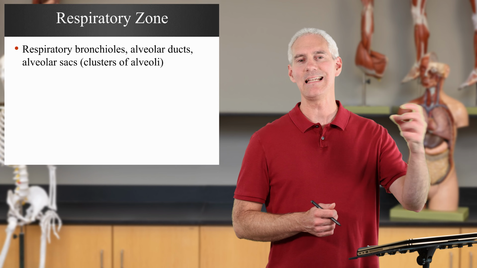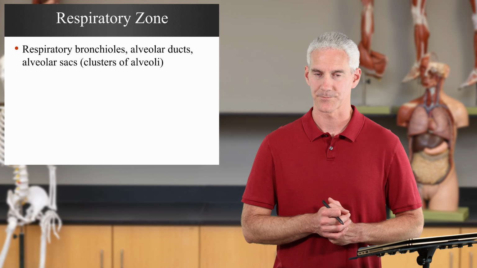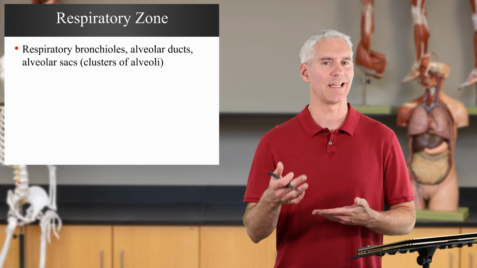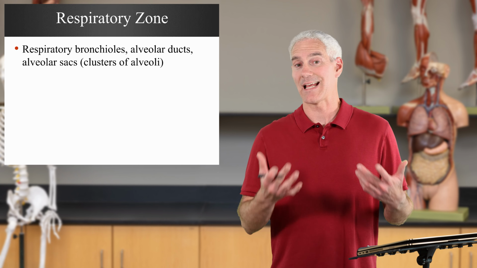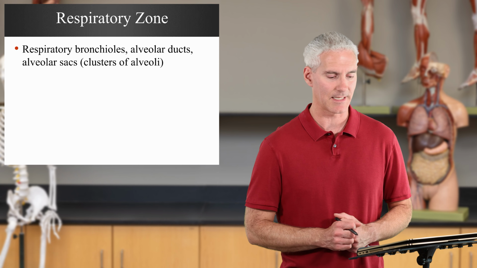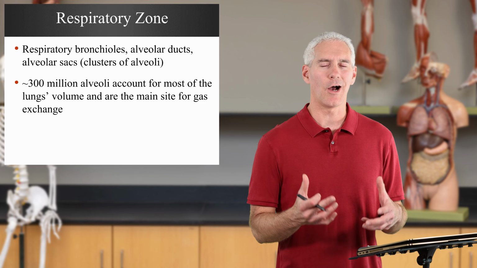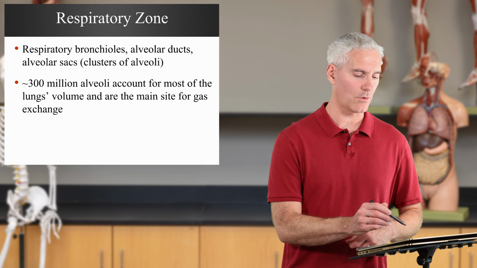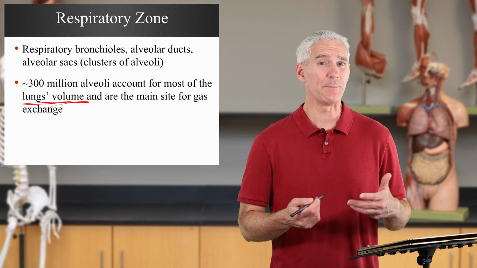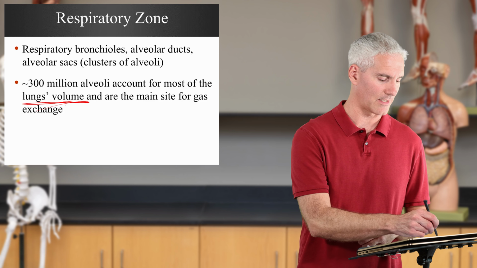All right, at the end of the bronchioles, we finally get into the respiratory zone. Remember, the respiratory zone is where gas exchange is occurring. That's important because that's where you exchange your oxygen and your carbon dioxide. You only have, give or take, about 300 million alveoli in the lungs. 300 million. Now the alveoli are the actual site of gas exchange.